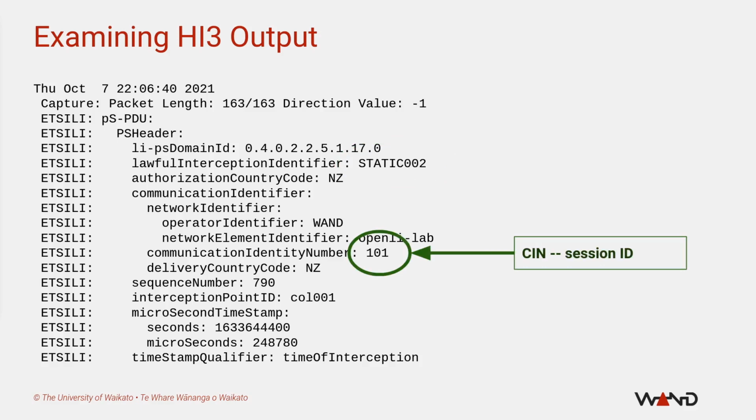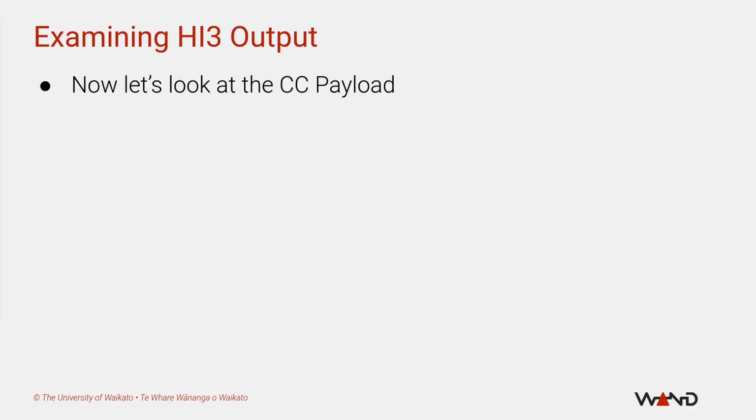The other change is the communication identity number, which is now set to 101, which matches the session ID that we specified for our static IP in our intercept configuration. So here you can see the direct impact of choosing a session ID when you add a static IP range to an intercept. Okay, let's move on now to the CC payload portion of the HI3 record.